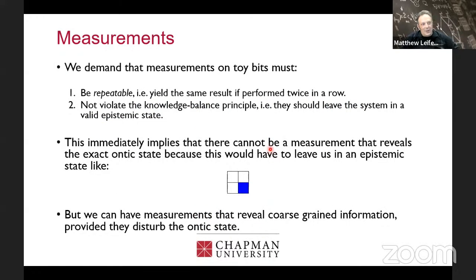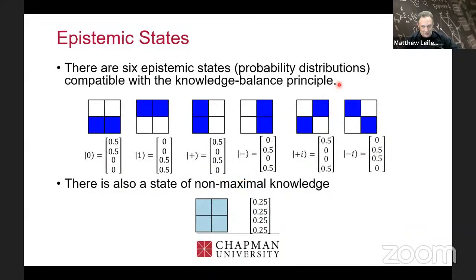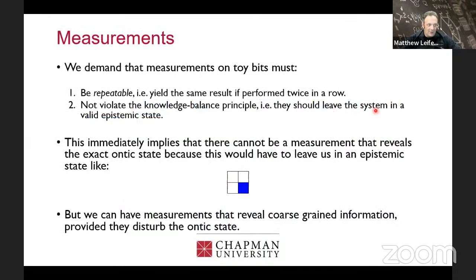Okay, now let's talk about measurements. So how are we going to deal with measurements in this theory? Well, we're going to make 2 demands on the measurements. First of all, we want our measurements to be repeatable. They should yield the same result if we perform the same measurement twice in a row. And we do not want to violate the knowledge balance principle. So anything we do to our system should leave the system in a valid epistemic state. So one of these 6 states that we just talked about.